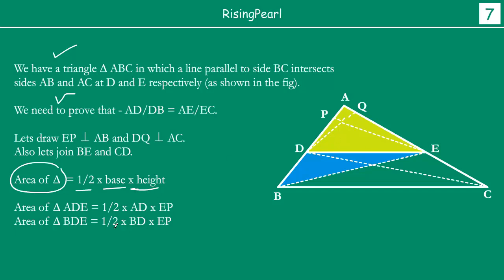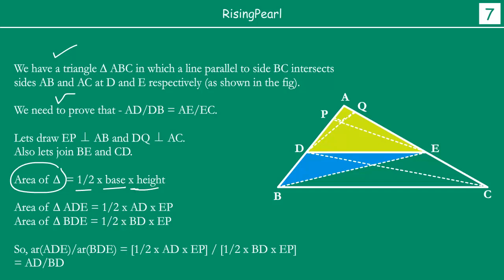Area of triangle BDE is half BD times EP. We know that. And then if you were to divide these two areas, I'm going to get this divided by this, and like we discussed, EP cancels out. So I'm left with AD by BD. So this ratio of areas will give us AD by BD. Call it equation 1.